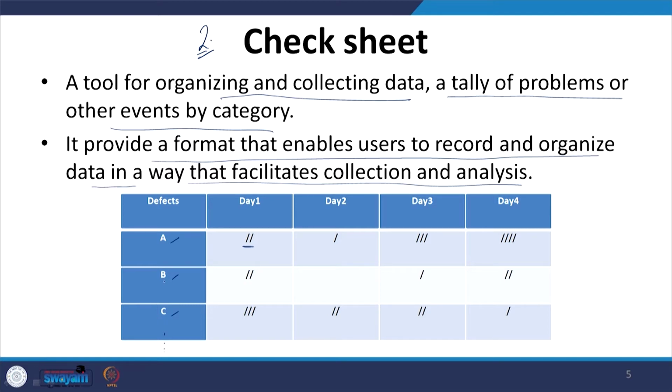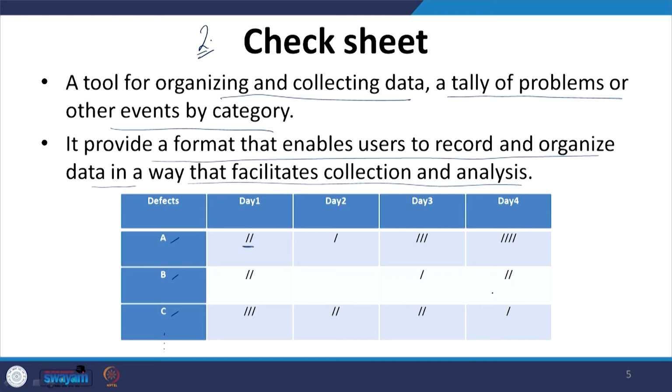For defect B, on day 1 there are 2 occurrences, and there is no occurrence of defect B on day 2, so here there is no line; we have kept this cell blank. On day 3 you have a single line, which means only one occurrence for defect B. On day 4, 2 lines, which means 2 occurrences for defect B, and so on you can make it for other defects also.